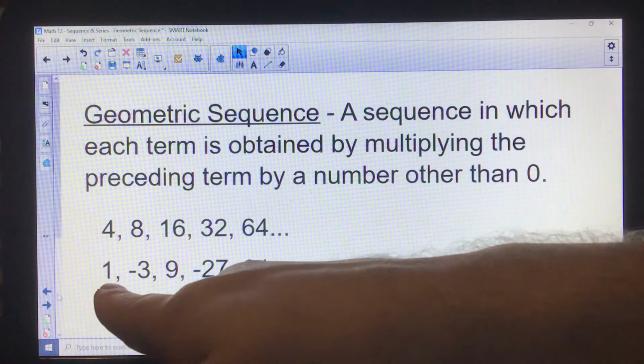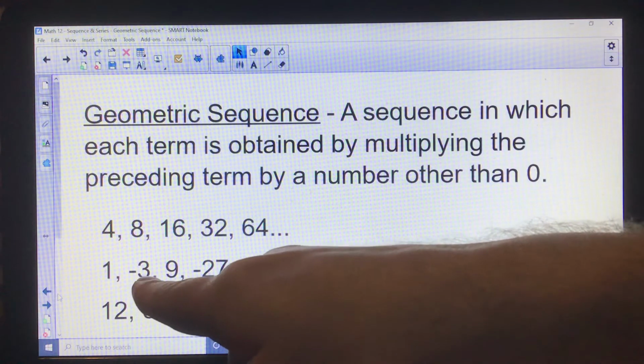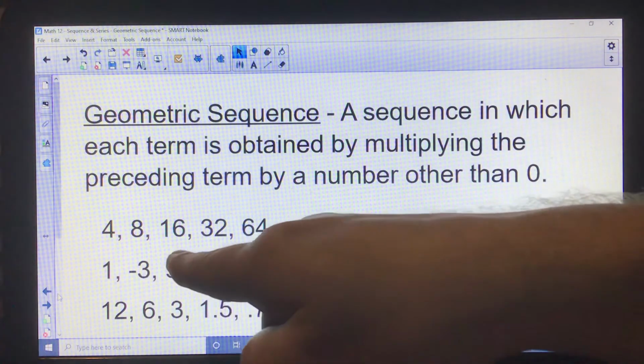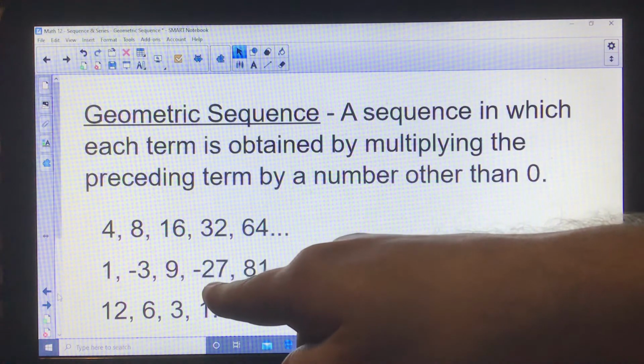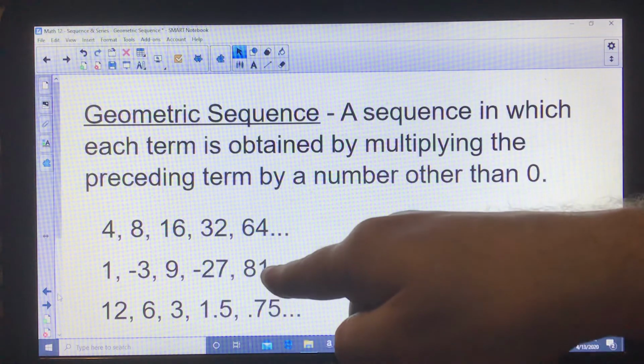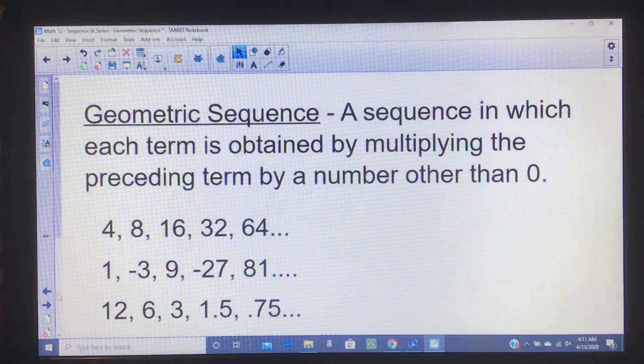The multiple is -3. So if I take 1, I can multiply by -3, get -3. Multiply again by -3, I get +9. Multiply again by -3, I get -27. Multiply again by -3, I get +81. And so on. I multiply by -3 again, I could do that forever.